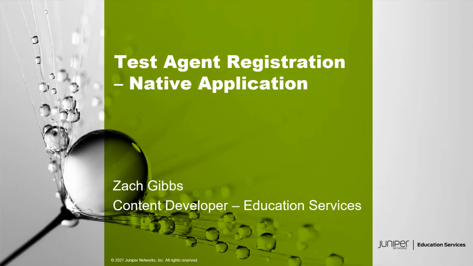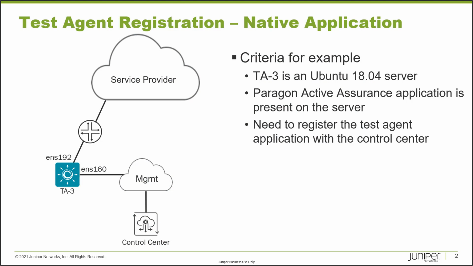And today we will be going through the Test Agent Registration Native Application Learning Byte. All right, so here is our example. In our example, we have a few different devices that I want to talk about. First, we have the Control Center, which is the Paragon Active Assurance Control Center. That's connected into a management network.